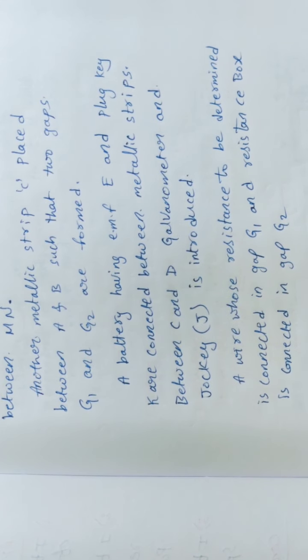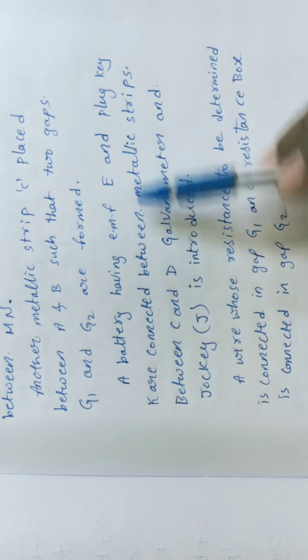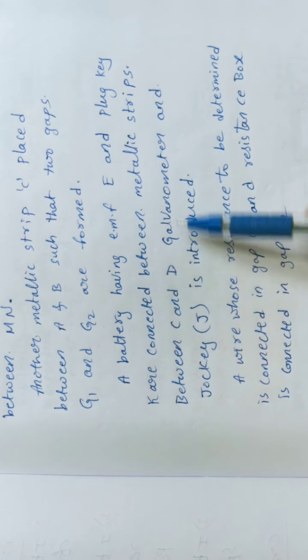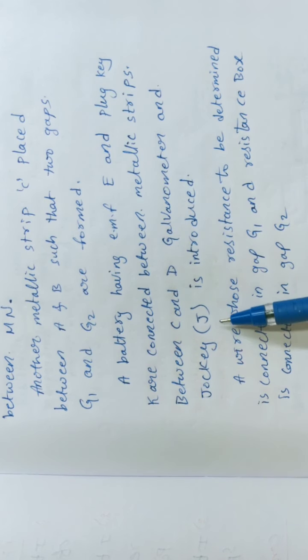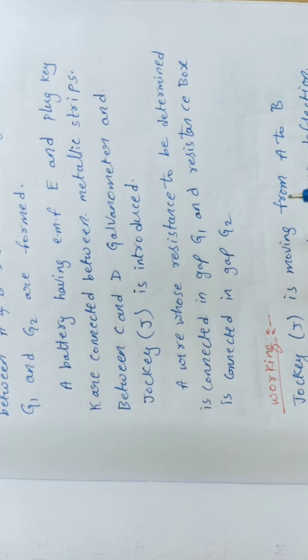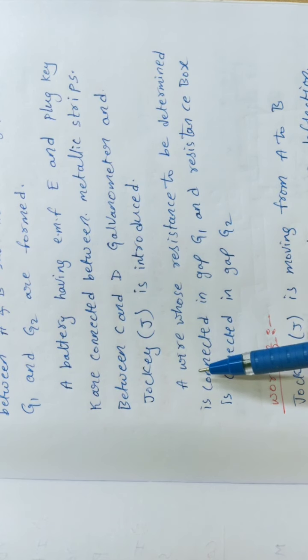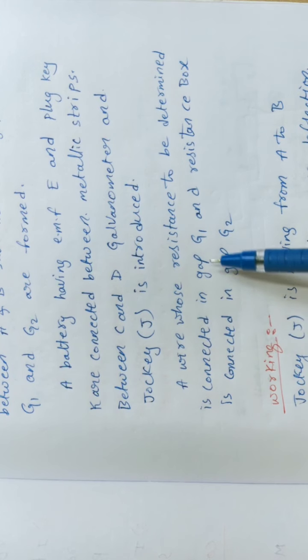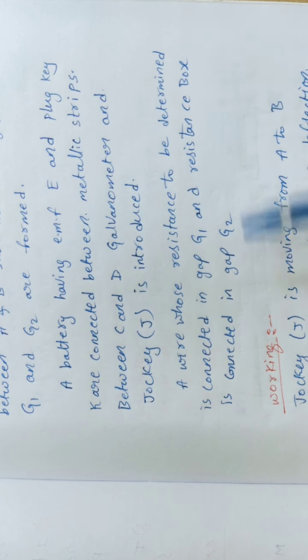A battery having EMF capital E and plug key capital K are connected between the metallic strips C and D. The galvanometer and jockey J are introduced, as we just explained. One more point: a wire whose resistance is to be determined is connected in gap G1, that is the left gap, and the resistance box is connected in gap G2, that is the right gap.